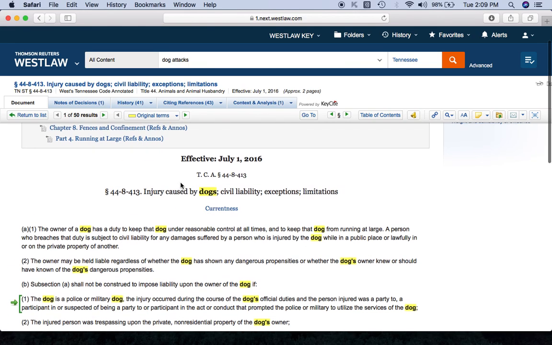So this statute right here meets the first element of negligence per se.